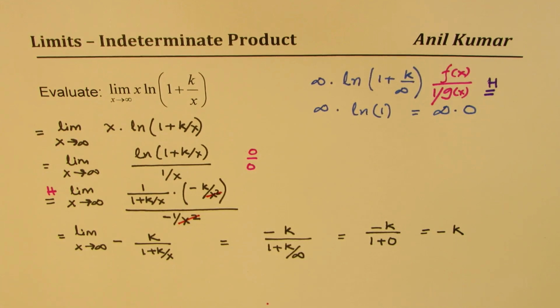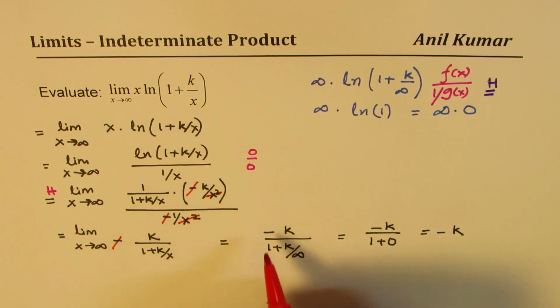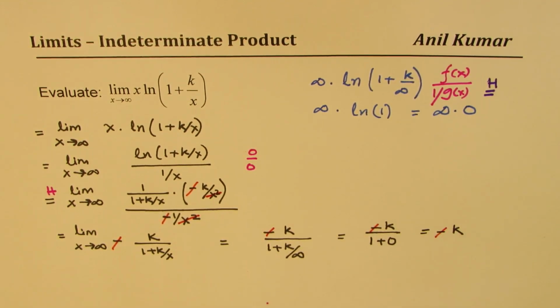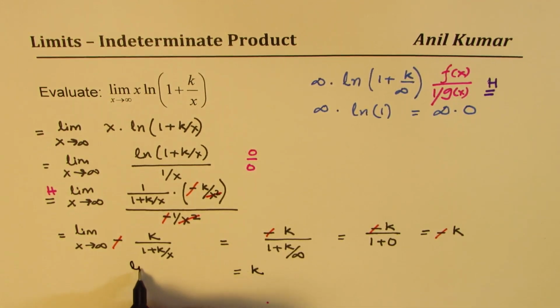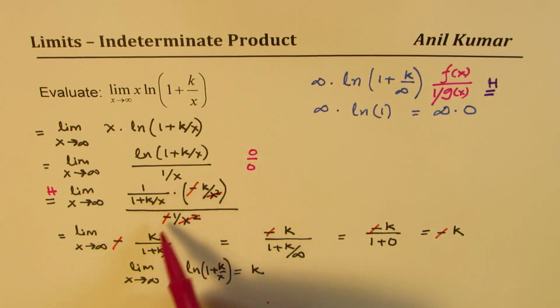So in this particular case, the result is a constant. Sorry for keeping this minus. This should have cancelled here, right? So minus should have cancelled. So basically, we get plus k here. So that is the result which we get. So it is equal to a constant. So now we know that the limit when x approaches infinity of x times ln 1 plus k over x is indeed k, right? So that minus minus also cancels, so we get positive k.